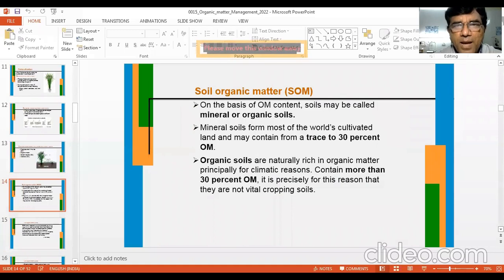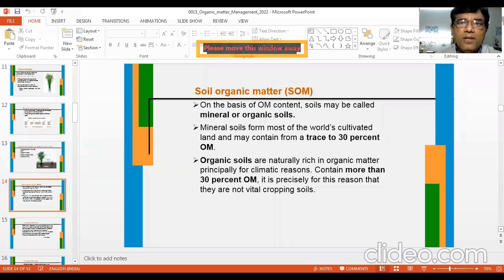Now, before going back to the topic of carbon in paddy soils, I would like to give you some introduction about soil organic matter. I believe that you understand some aspects of soil organic matter. It will just refresh your memories.